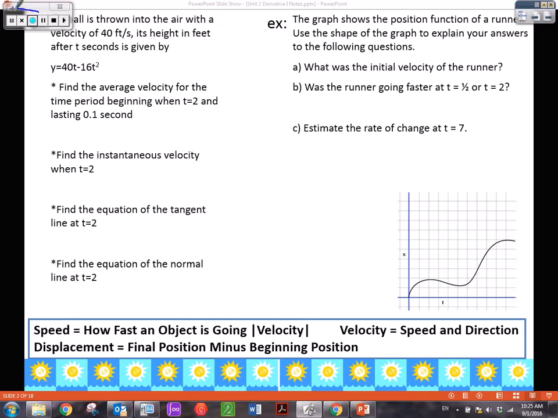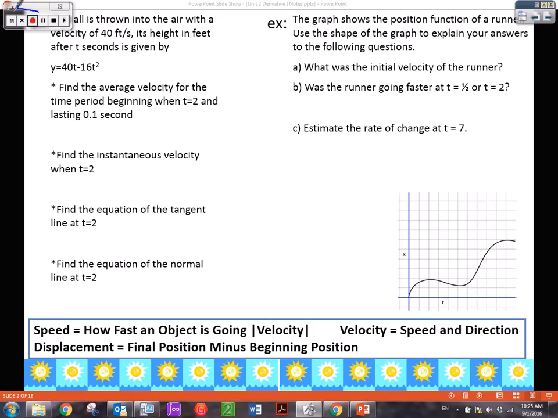Okay. Can't really see that, can we? Okay, so what it says is, if a ball is thrown into the air with a velocity of 40 feet per second, its height in feet after t seconds is given by, and so we have an equation there, y equals 40t minus 16t squared. And we're asked to do 4 different things here with that.